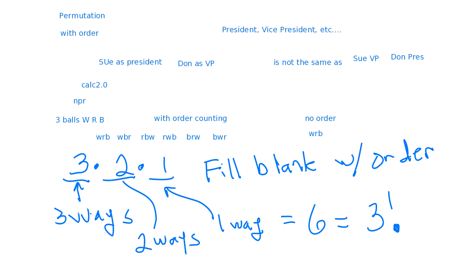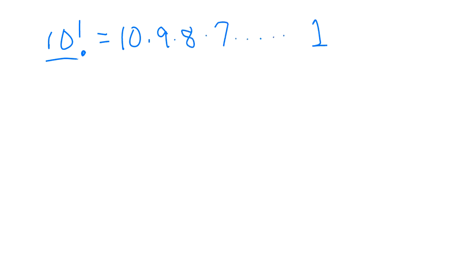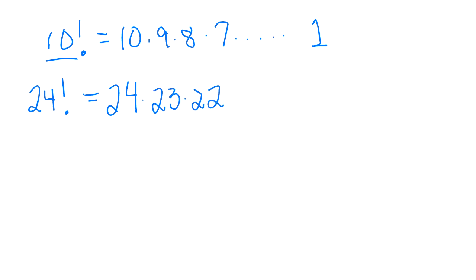Okay, so this is what 3 factorial is. So if you want to do 10 factorial, what you do is you just start at this number, whatever number it is. So here it's 10, and then you go down by 1 each time, and then you just multiply all the way down to 1. So 24 factorial would be 24, 23, 22, 21, multiply all the way down to 1. So it's just a shorthand. That's what that means.